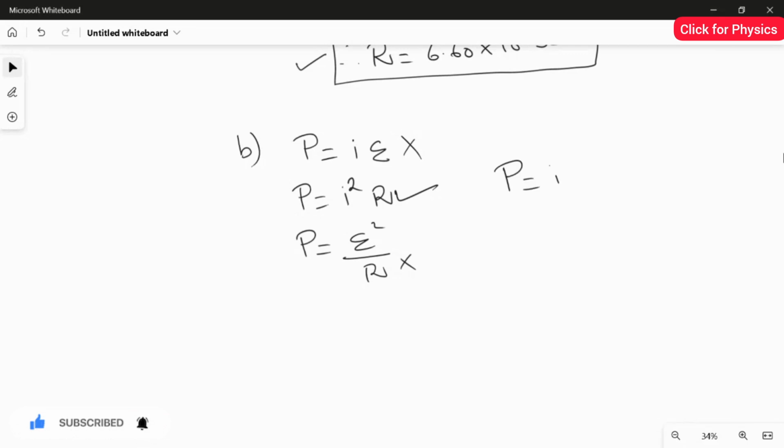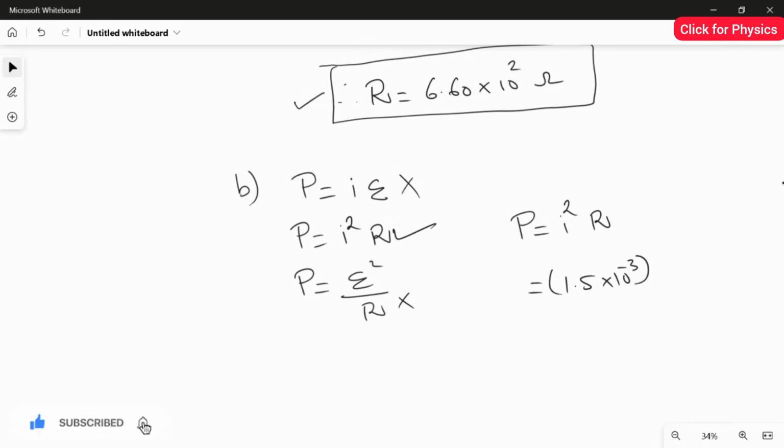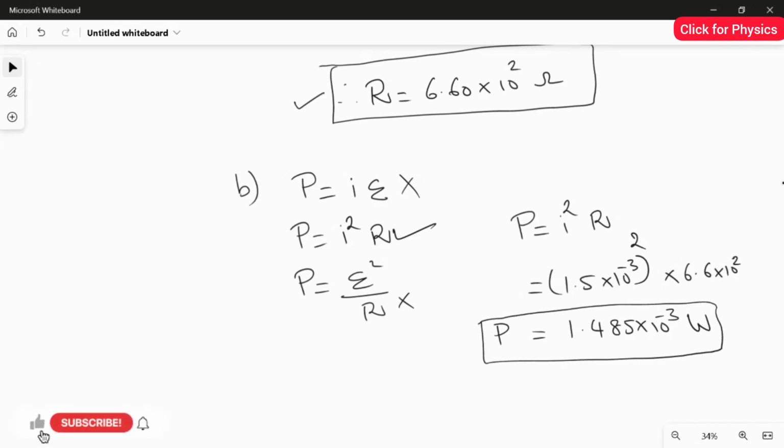Therefore P is equal to I square multiplied by R. What is the value of I here? The current is 1.5 milliampere. So 1.5 multiply 10 power minus 3, the whole square, multiplied with the external resistance we found in the first part, which takes the value of 6.6 multiply 10 power plus 2. So I'm going to multiply. Let's see what the answer is. 1.5 times 10 power minus 3 the whole square multiplied with 6.6 times 10 power 2. I got the answer as 1.485 times 10 power minus 3, and the unit for power is watt. So this is the answer for part B.